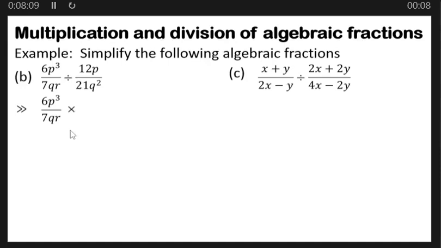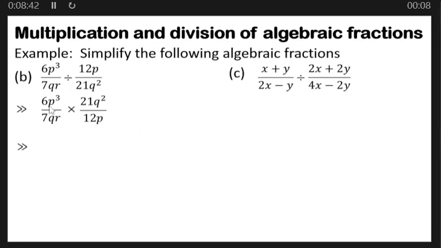And once you do that, the next fraction here must be interchanged. What is the denominator must become the numerator, and what is on the numerator must become the denominator. So we are going to have 21 on top and the 12 at the bottom. So we'll have 21q power 2 over 12p. All right, so then we'll say equals.